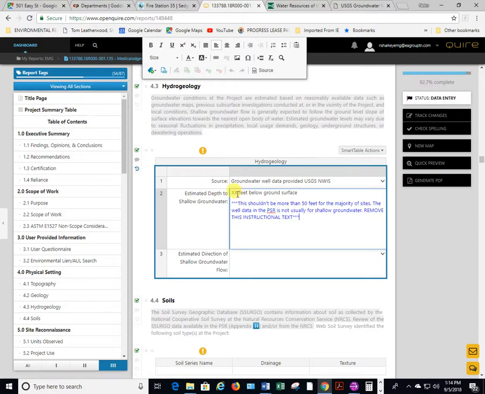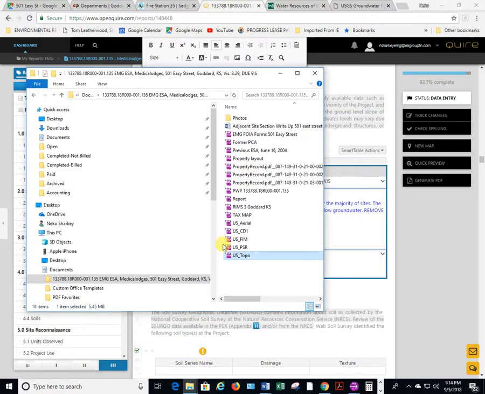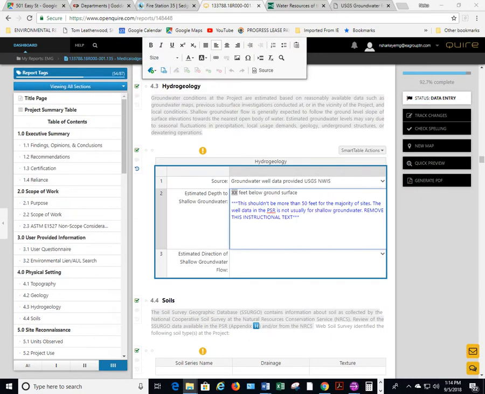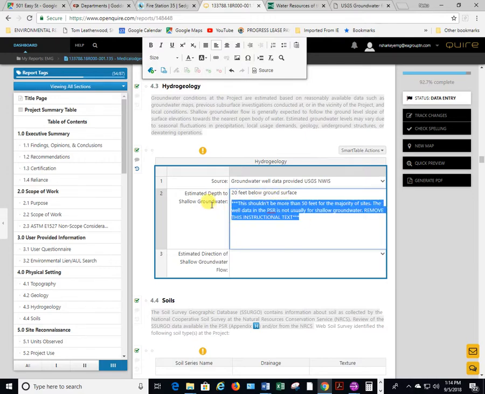And the depth, you would have been given this information in this list. Y'all remember this list of documents? You would have had a document down here that says groundwater USGS. Once again, this is something that you won't normally have to look up, but since you just saw me go through it, you know how to find it. Okay, 20 feet below ground surface. You can delete this blue information.